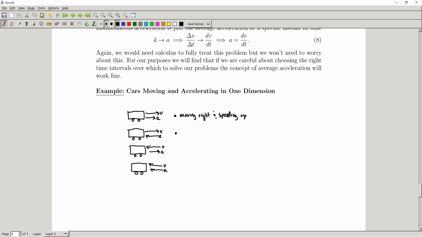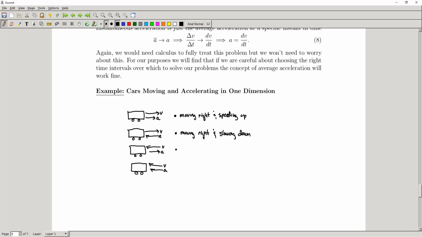In this second case, maybe take a second to guess what you think would be happening here before I write it down. But what we would see here is the car is moving right, and it's slowing down. Right? It's slowing down because our acceleration vector is pointing in the opposite direction of our velocity.